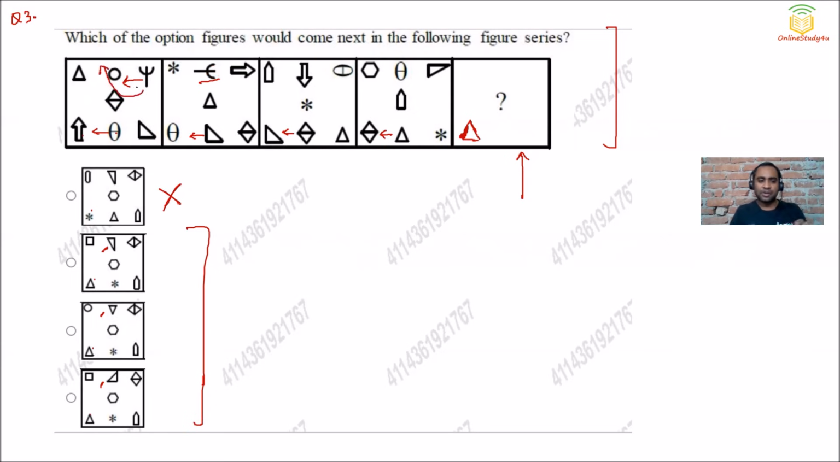Basically it is moving in the clockwise direction by 90 degrees. Then in the next figure, this will be turned anti-clockwise by 90 degrees, so it will become like this. Then in the next figure, this will again change by 90 degrees in the anti-clockwise direction, like this. Anti-clockwise means this will become like this, and that is nothing but this particular figure.